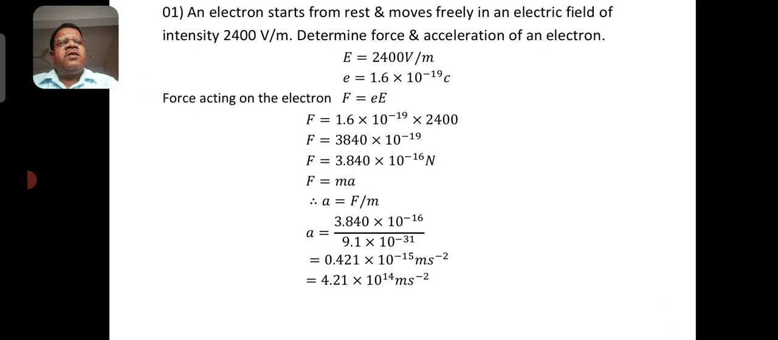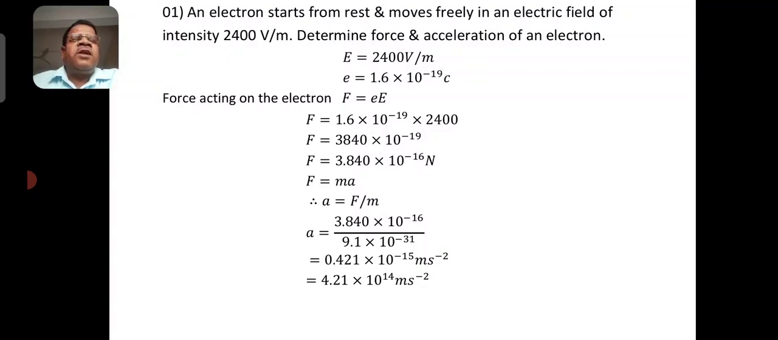See here. The first problem. An electron starts from rest and moves freely in an electric field of intensity 2400 volt per meter. Determine force and acceleration of an electron. See the given quantities. Electric field intensity E is 2400 volt per meter. Charge on the electron we know 1.6 into 10 to the power minus 19 coulomb.